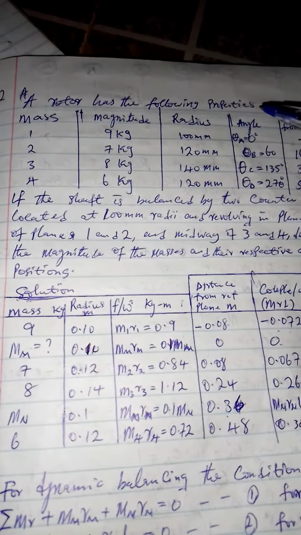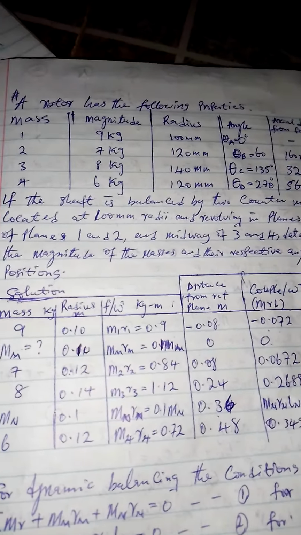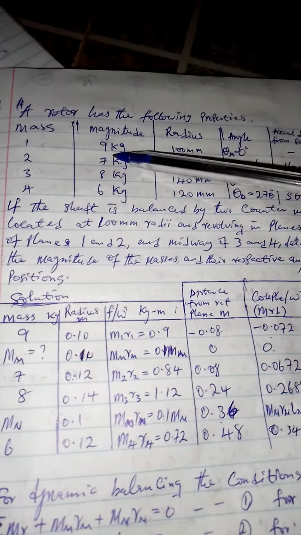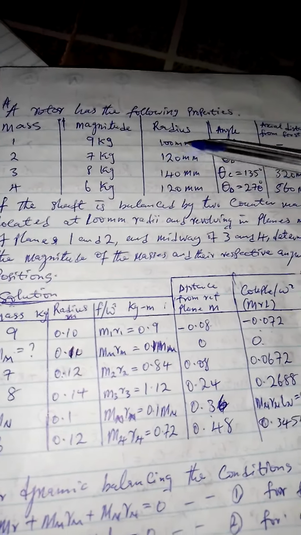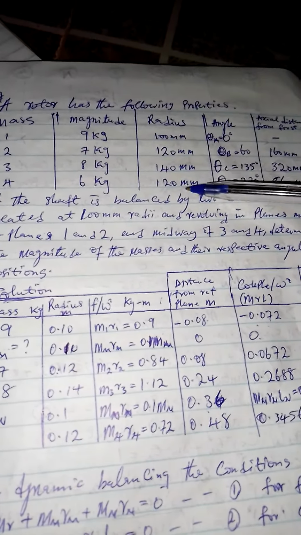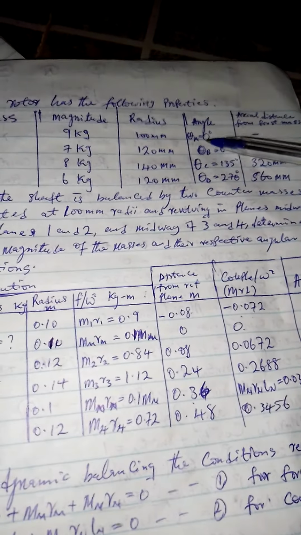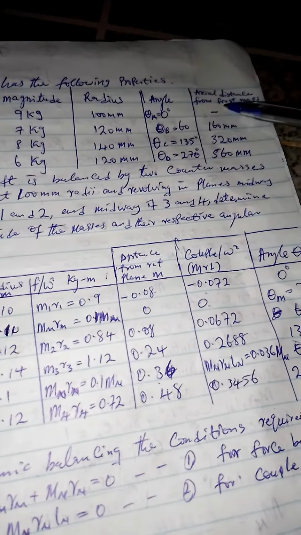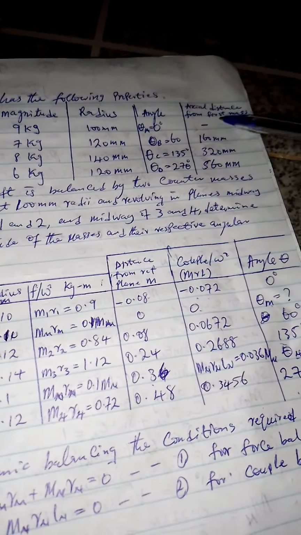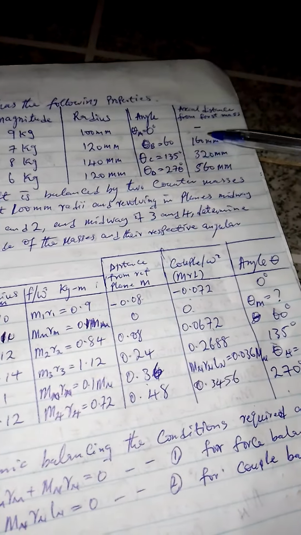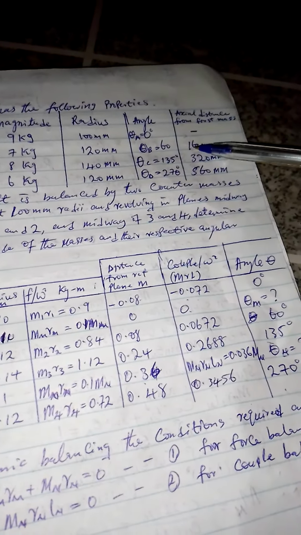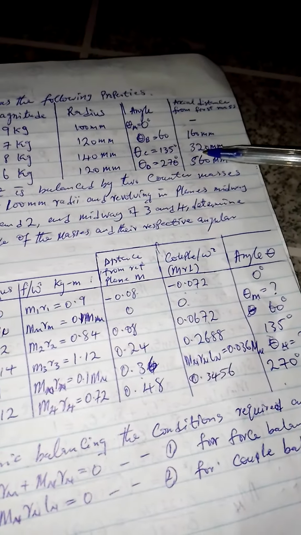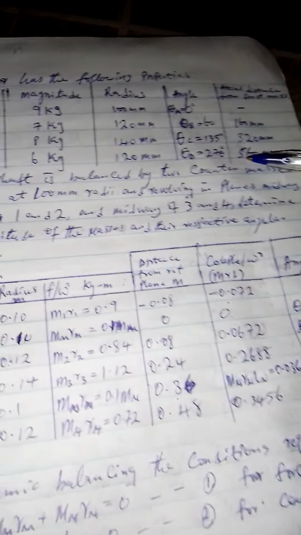In this video, we're going to consider a rotor with the following properties. The masses in planes 1, 2, 3, 4 have magnitudes of 9, 7, 8, 6 kg and radii of 100, 120, 140 and 120 millimeters. The angular positions are 0, 60, 135 and 270 degrees. The axial distance from mass 1 to mass 2 is 160 millimeters, from mass 1 to mass 3 is 320 millimeters, and to mass 4 is 560 millimeters.